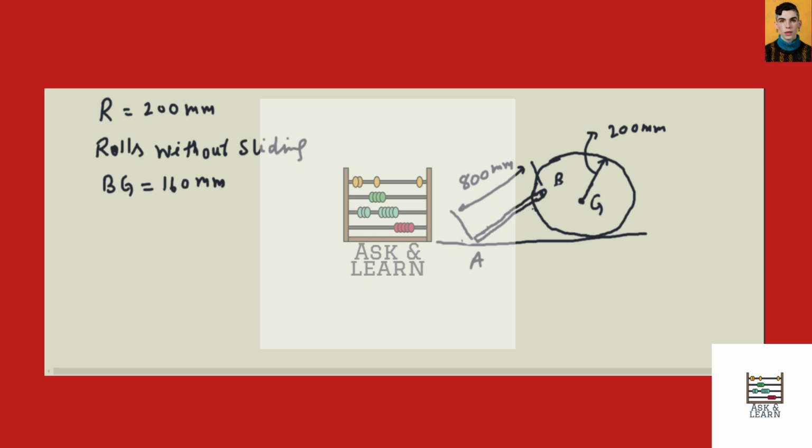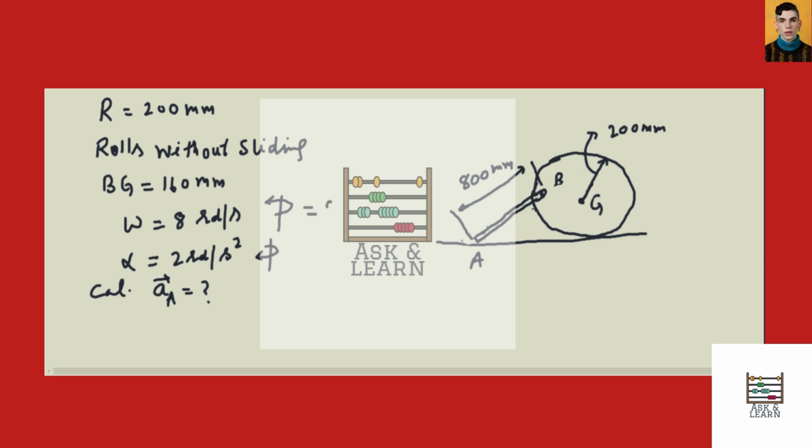and at that distance shown in the disc has angular velocity 8 radian per second in counterclockwise direction, and angular acceleration 2 radian per second square in clockwise direction. We have to calculate the acceleration of A. We can write this as 8 k cap. This can be written as minus 2 k cap.